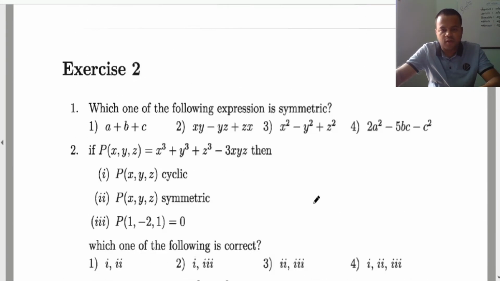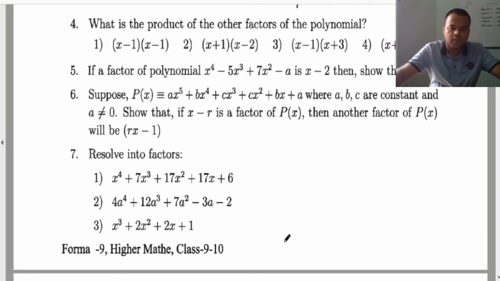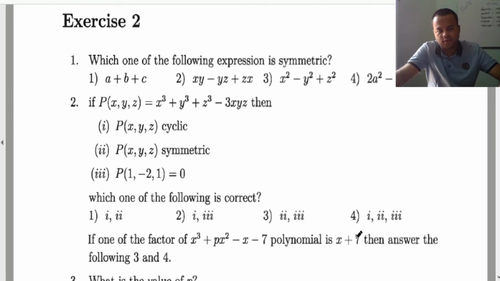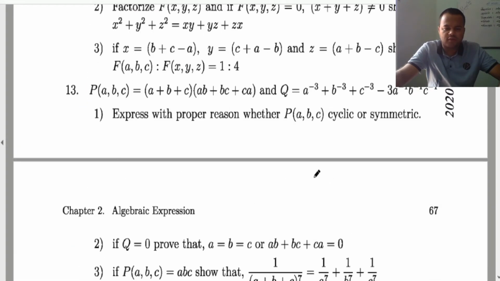And from the activity, number 6 is very important, because it covers all 5 types. So you have to do this carefully. That is for chapter 2.